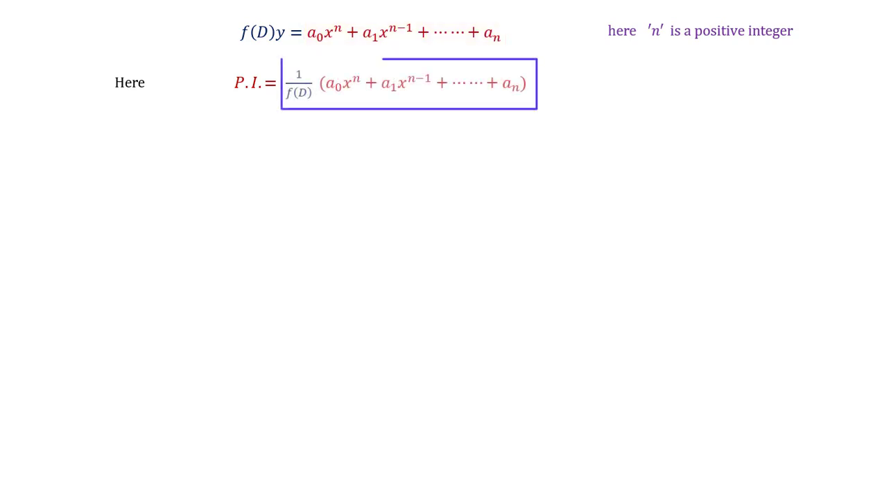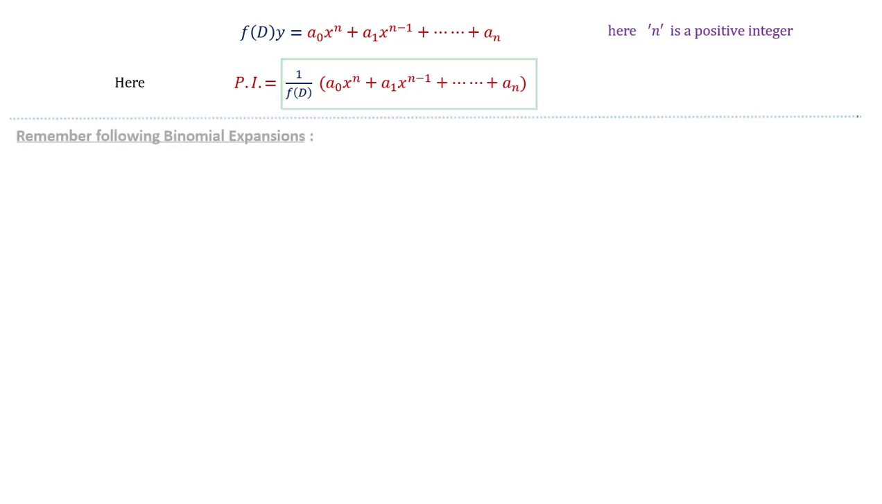Hello everyone. In this lecture we will learn how to find the particular integral of the differential equation when the right hand side is a polynomial of x. Here the particular integral will be in the form of. Now to find the particular integral of this type, one should remember some binomial expansions, and these expansions are.